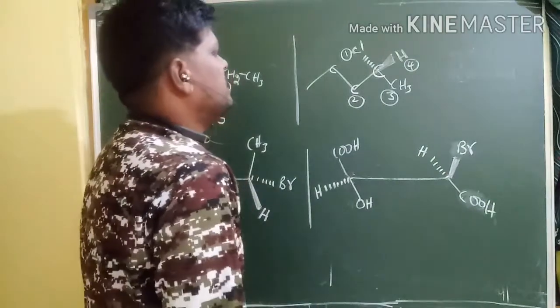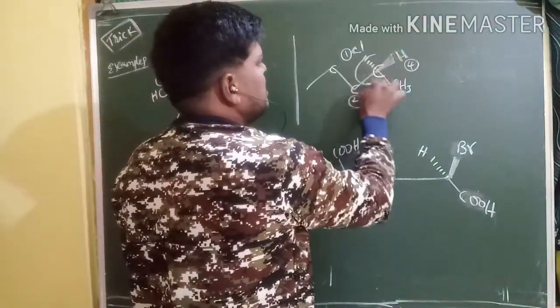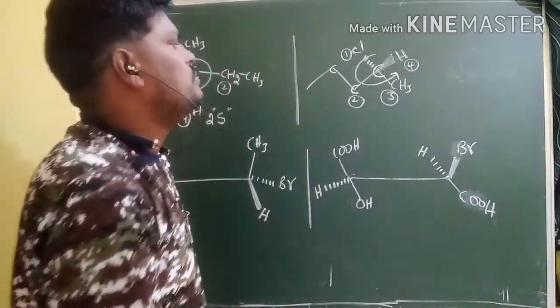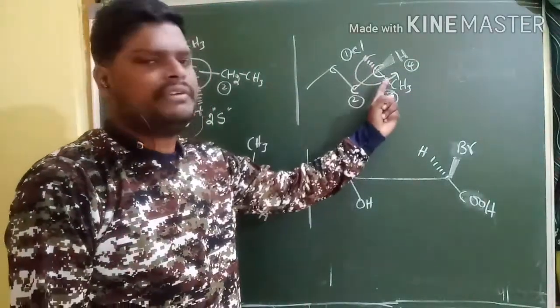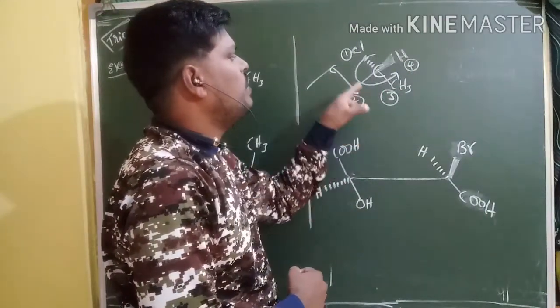So what are the expected directions? 1, 2, 2 and 2, 2, 3. So this is the expected direction here. So this is anti-clockwise direction, clockwise directions are here. This is anti-clockwise direction.